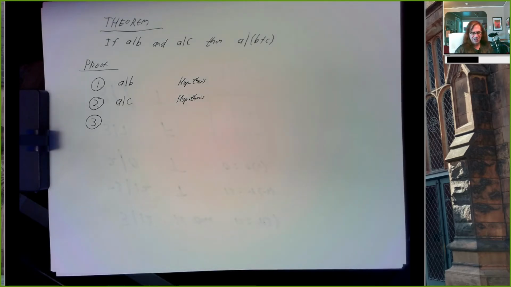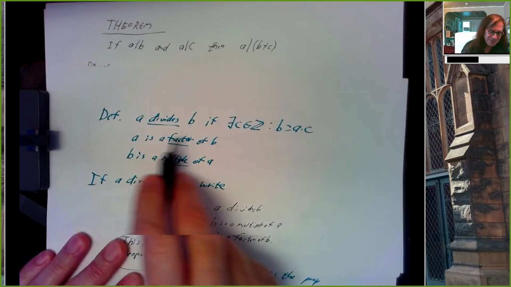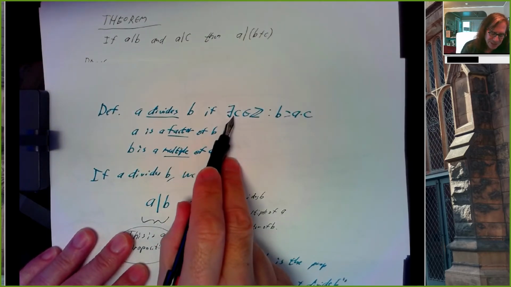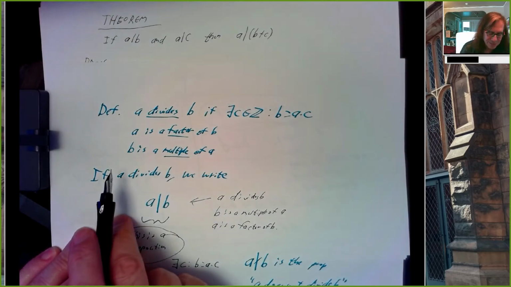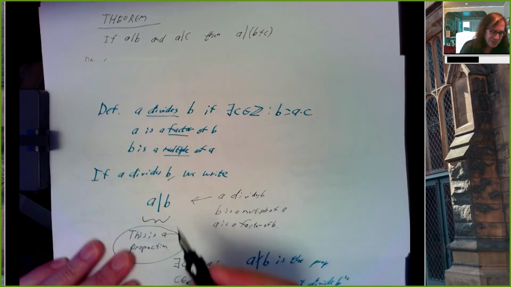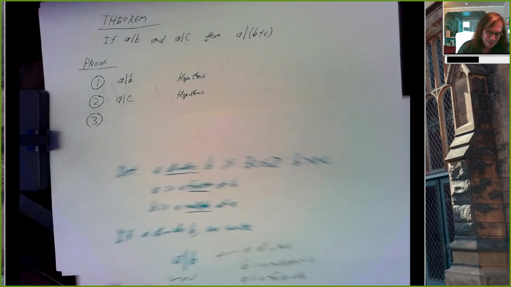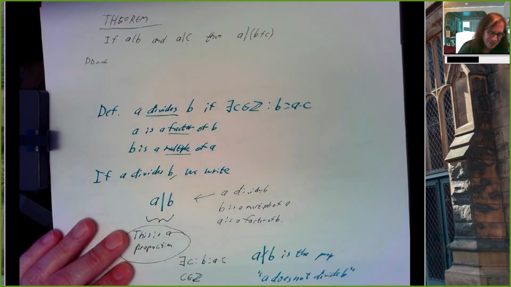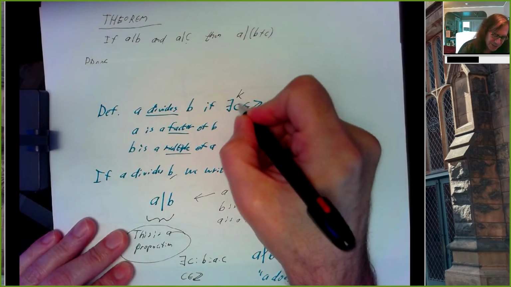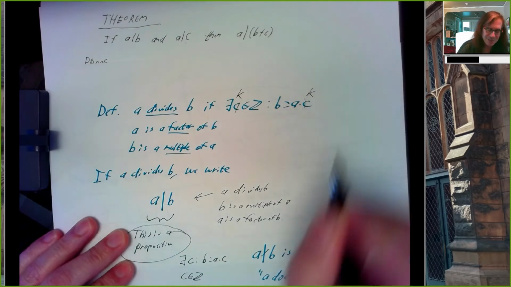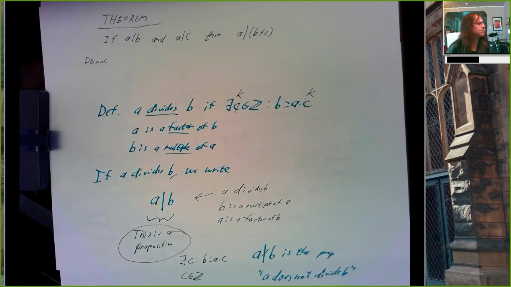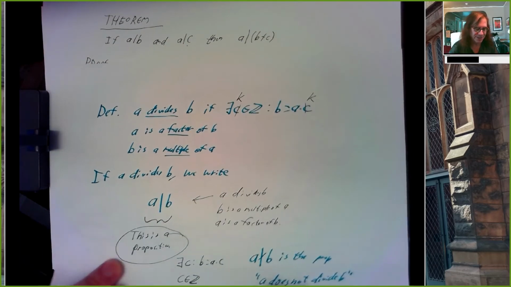So what does it mean when we say A divides B? Well, A divides B if there exists an integer C such that B equals A times C. Well, I can't use C because I'm using C up here, but I could just as well say A divides B if there exists an integer K such that B equals A times K. That's the same definition. So let's go ahead and write that.